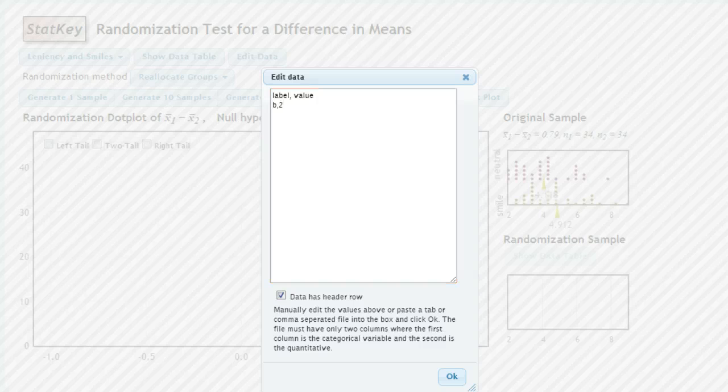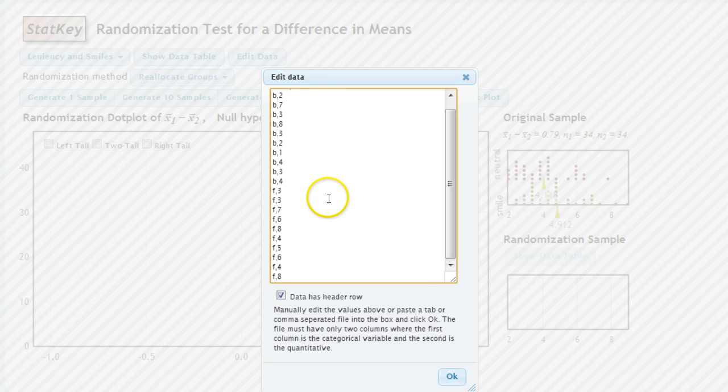And I'm going to cheat and copy and paste because I typed these out ahead of time. But you're going to get this big long list that looks something like that here. And you'll always want to leave your label value if you have this checked that you have a header row so that you don't accidentally delete your first entry.